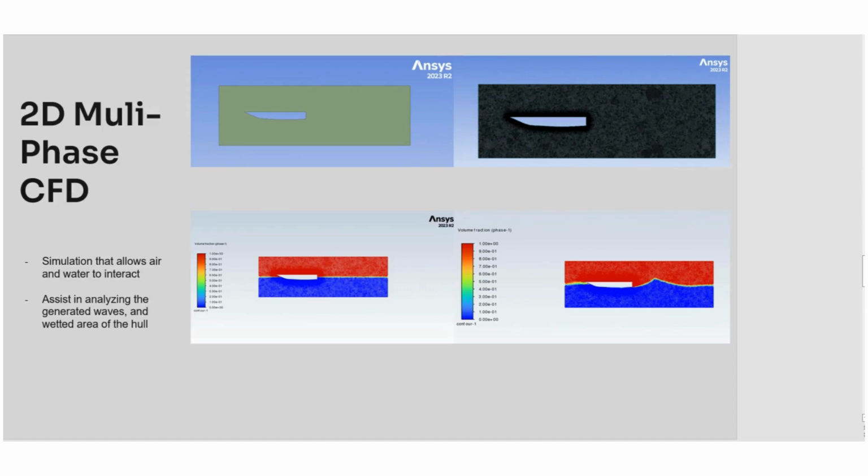The multi-phase here means that we have two different fluids. One of them is air, and then one of them is water. The air is depicted in red, and the water is depicted in blue.